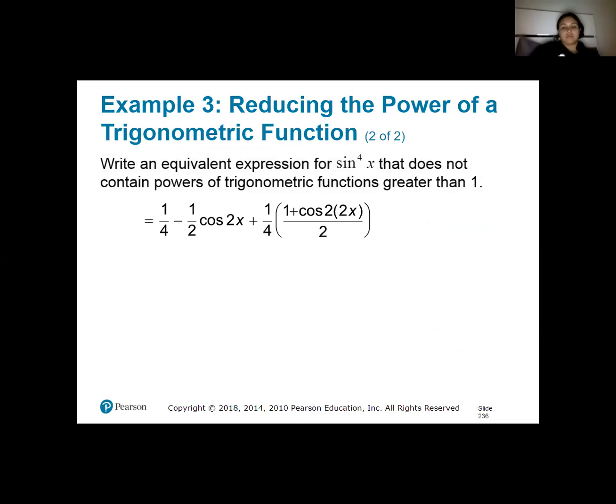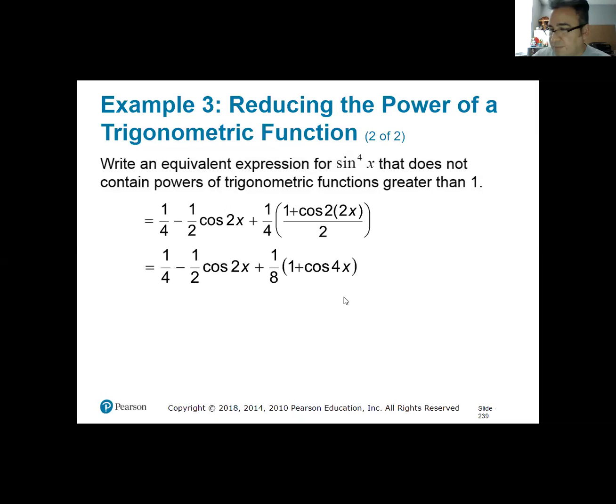All right. From here, now we've got no powers greater than 1. From here, it's just clean it up and make it look pretty. So we take that 1/4 and multiply it by 1 plus cosine of 2 times 2x over 2. Inside the parentheses, 2 times 2x is going to give me 4x. And then that 1/4 times the 1/2 over there is going to give me 1/8. So this is going to be 1/8.